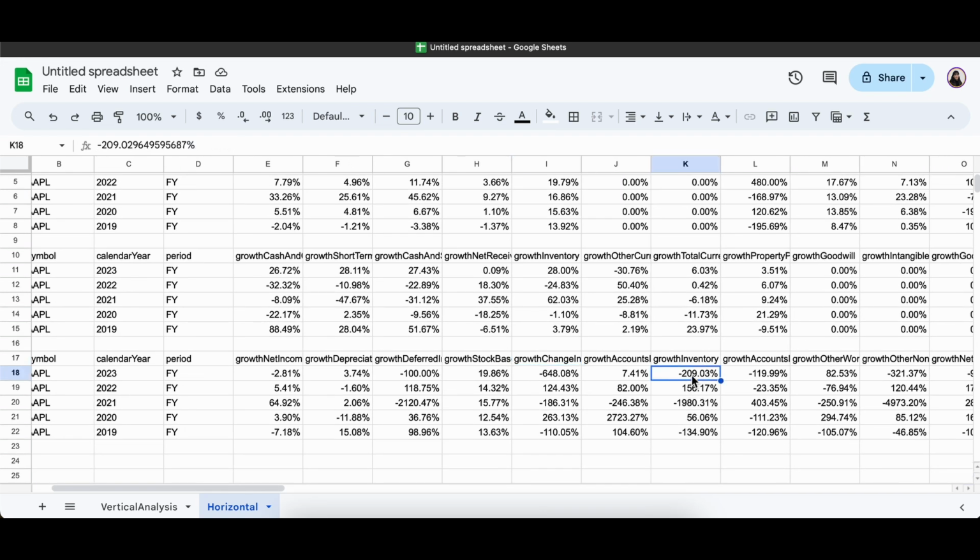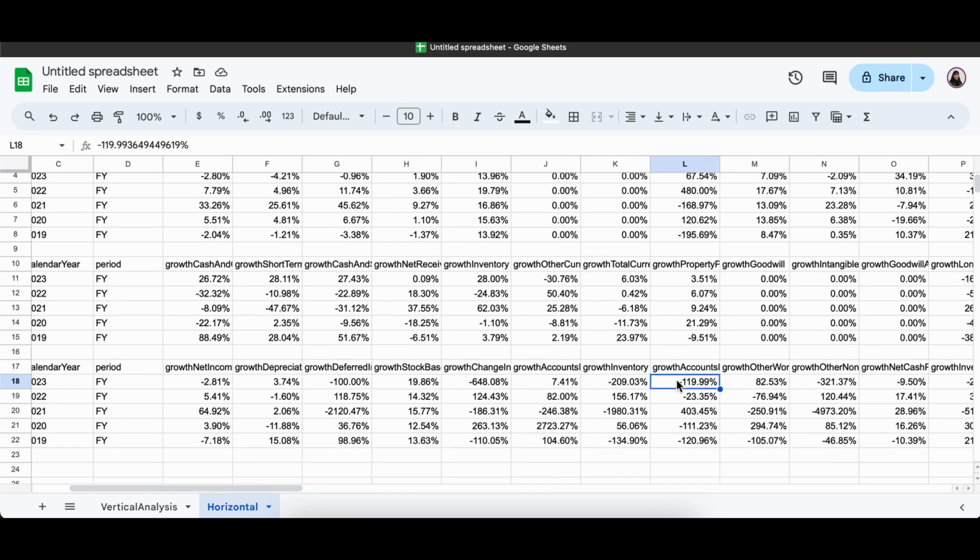Then what we have here, 209, it's inventory, gross inventory. As we can see, the inventory dropped by 209%. This means that Apple reduced its inventory levels. Maybe they improved their supply, made it more efficient, decreased the production, or maybe they were selling their iPhones with huge discounts. Again, you should investigate this number closely and see what was happening.